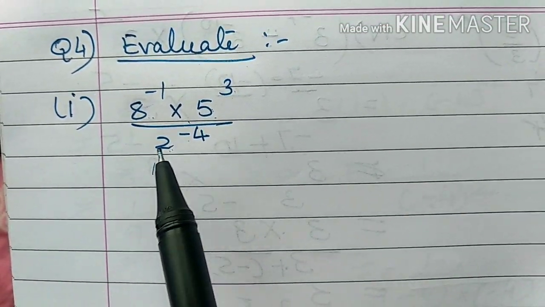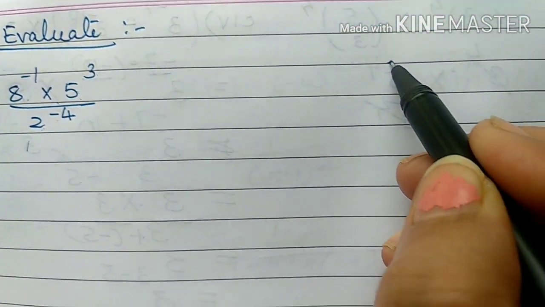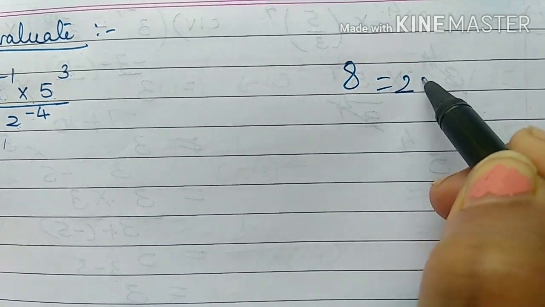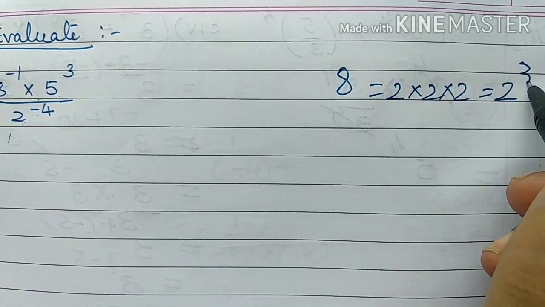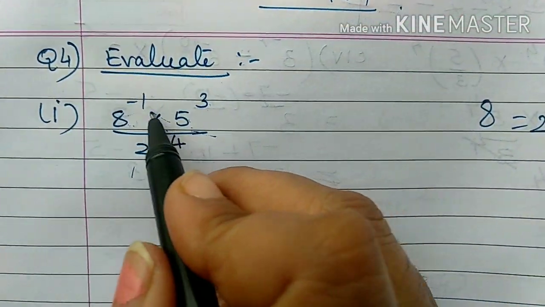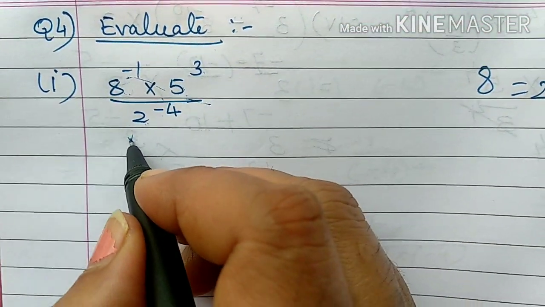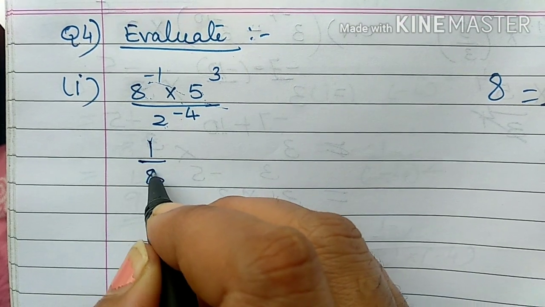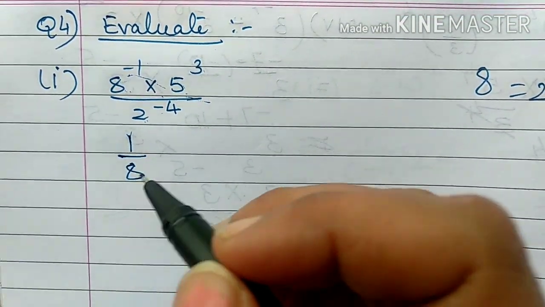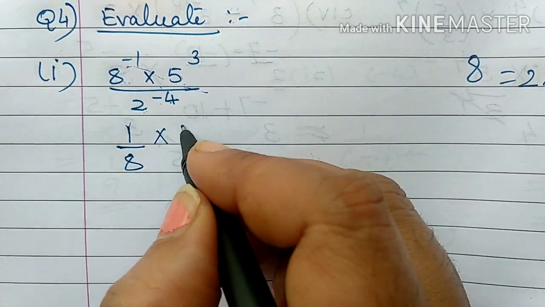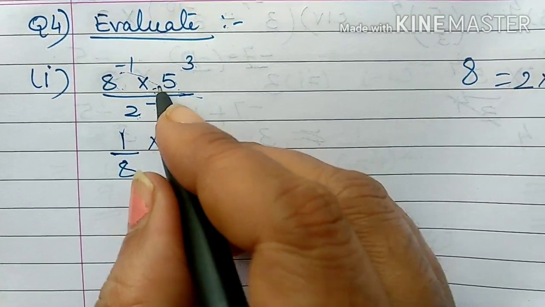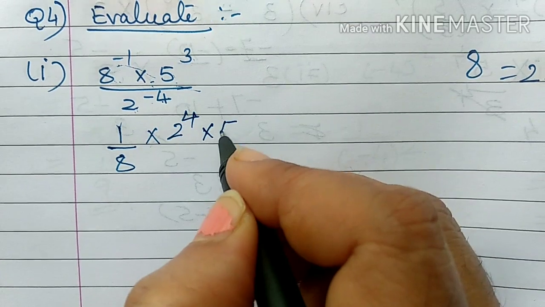8 and 2. I can write 8 as 2 into 2 into 2. It means I can write 8 as 2 to the power 3. But here the power is negative, so I can first make it positive. How will I make it positive? By taking its reciprocal. Here again the power is negative, so I will take 2 up, and it will become positive, and 5 raised to 3 is already there.